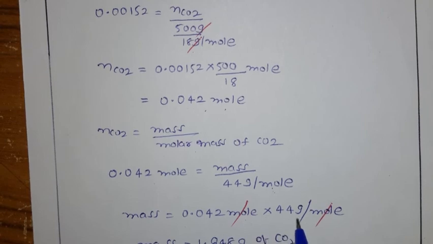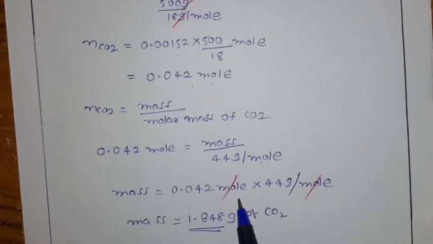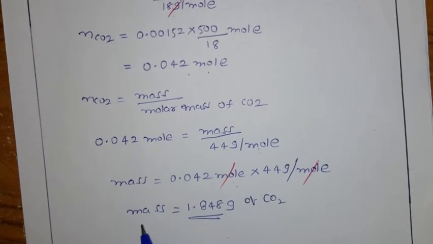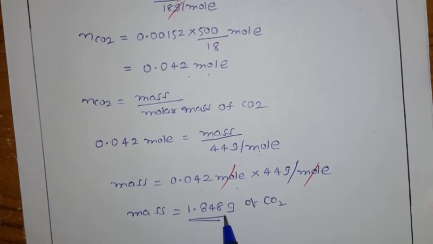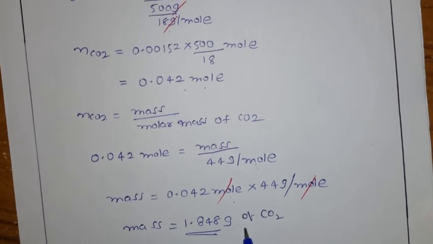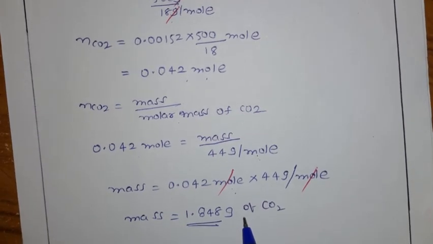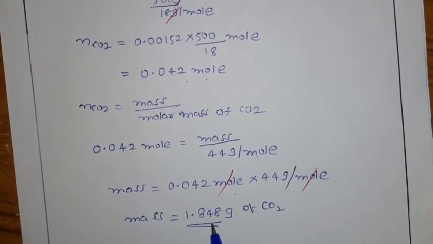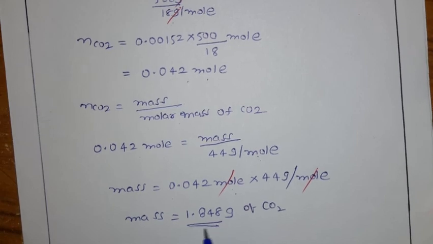Now mass equals 0.042 moles into 44 grams per mole. The moles get cancelled, so you are left with the mass: 1.848 grams of CO2. So the amount of CO2 dissolved in 500 ml of water is 1.848 grams of CO2.